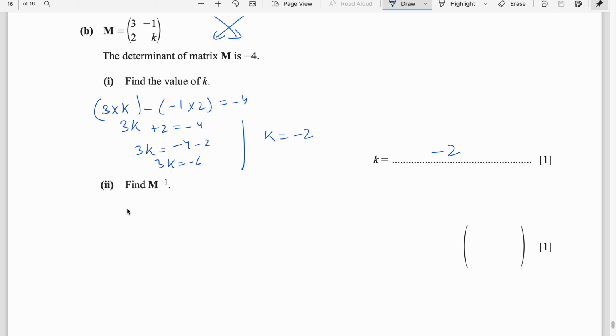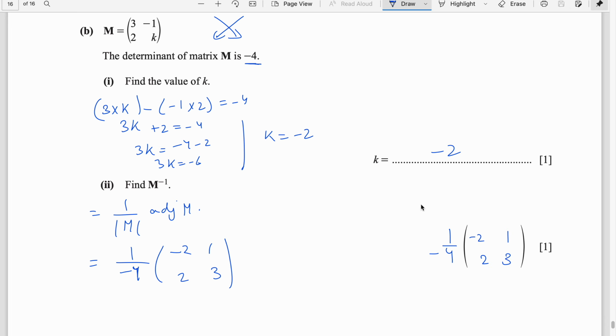Find M inverse. M inverse is 1 over determinant of M into adjoint of M. So 1 over determinant, which is already given, that is minus 4, into adjoint. Adjoint is place change and sign change. So when we change the places, minus 2 and 3, and when you change the signs, this is 1 and 2. It is your choice. If you want to divide every element by negative 4, you can still copy the numbers like this.